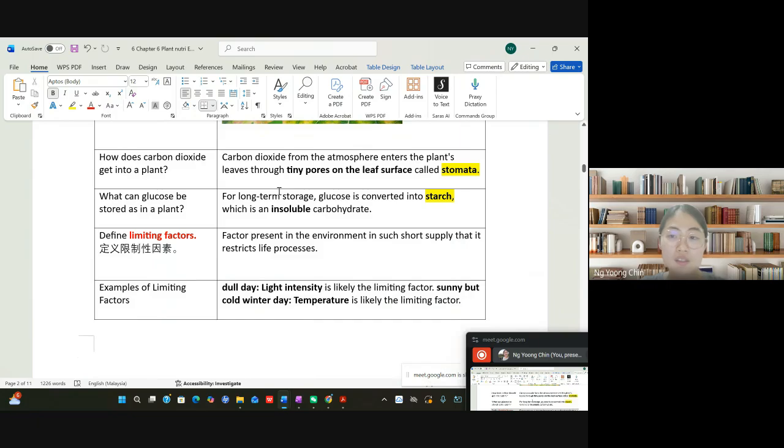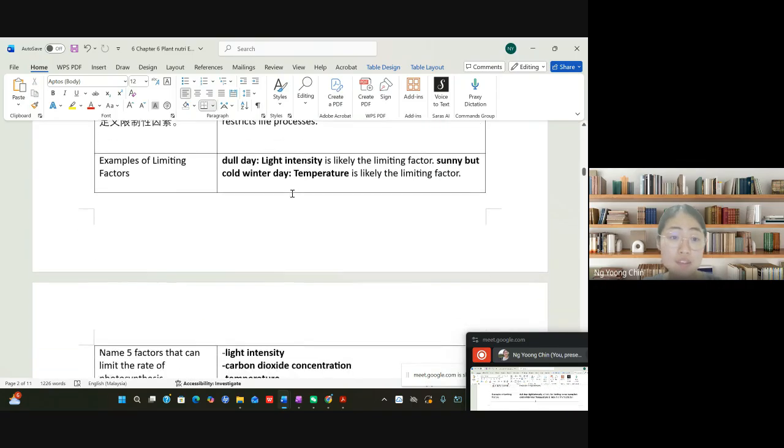Okay, this one. How does carbon dioxide get into the plant? Carbon dioxide from the atmosphere just enters through the pores of the leaf called stomata. Other things you can just read by yourself.